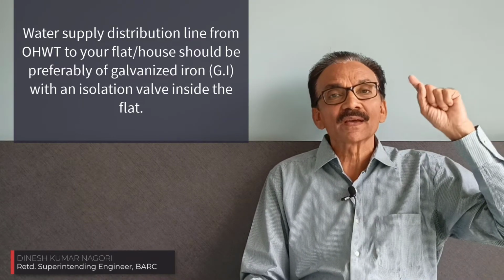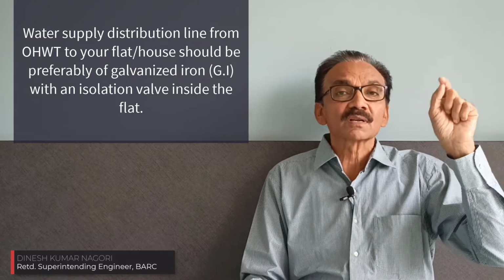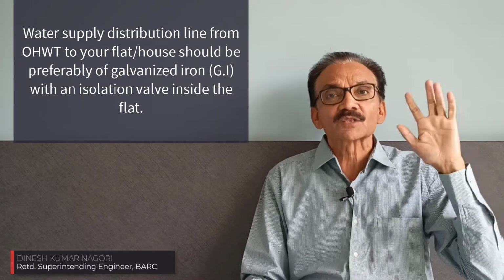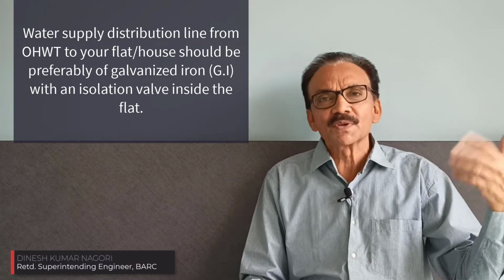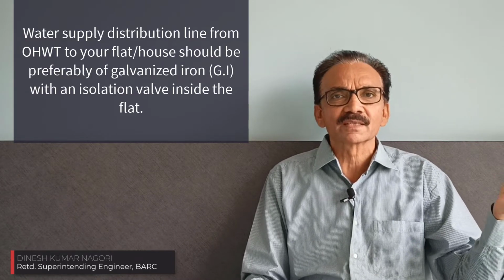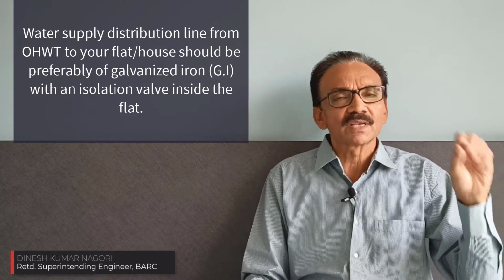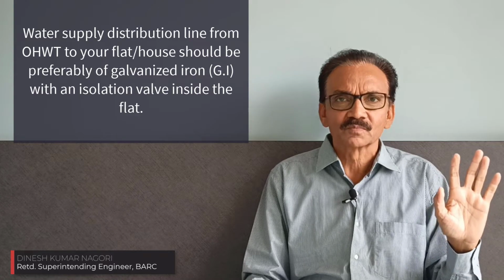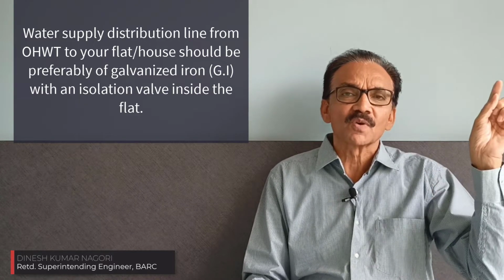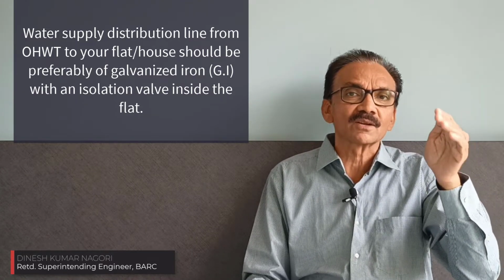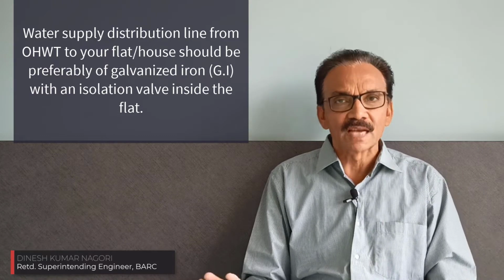But still what I feel is that the external pipeline on the terrace and up to your flat entry is always exposed to the atmosphere, and over a period of say 5 years, 10 years, whatever UPVC you choose, there is going to be some problem or the other. So my suggestion is, at least from the overhead water tank to the entry of your flat or house, you should go with the GI pipeline.